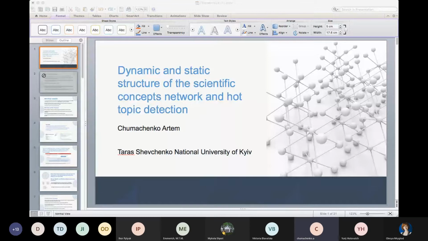So about the data we were using, we were working with nearly 16,000 physical concepts which were published in nearly 500,000 scientific papers on high energy physics, published on the arXiv preprint server from 1992 to 2018.